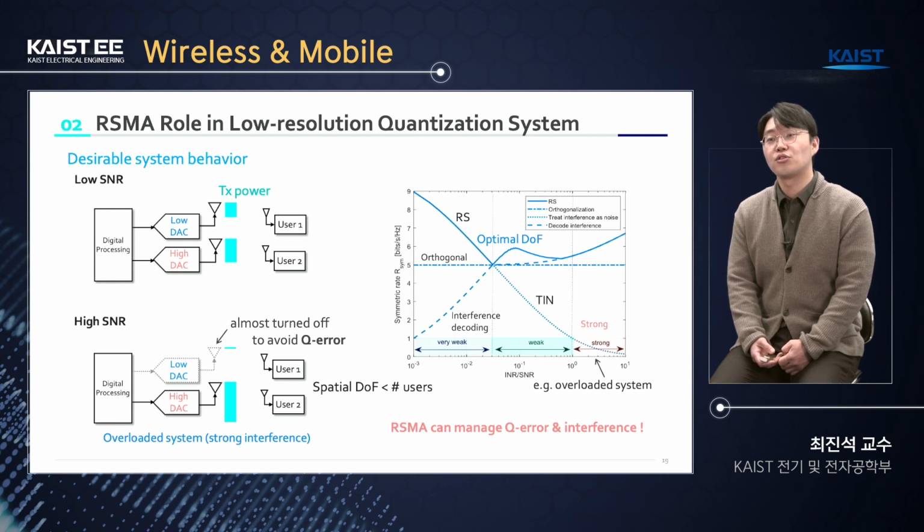Then, when the number of users is larger than the number of active antennas, this becomes an overloaded system. In this case, it has very strong interference, so the conventional SDMA approach does not work. The RSMA can handle this situation as well. RSMA can play a key role in managing the quantization error and also the interference. So it has very large synergy with the quantization system.